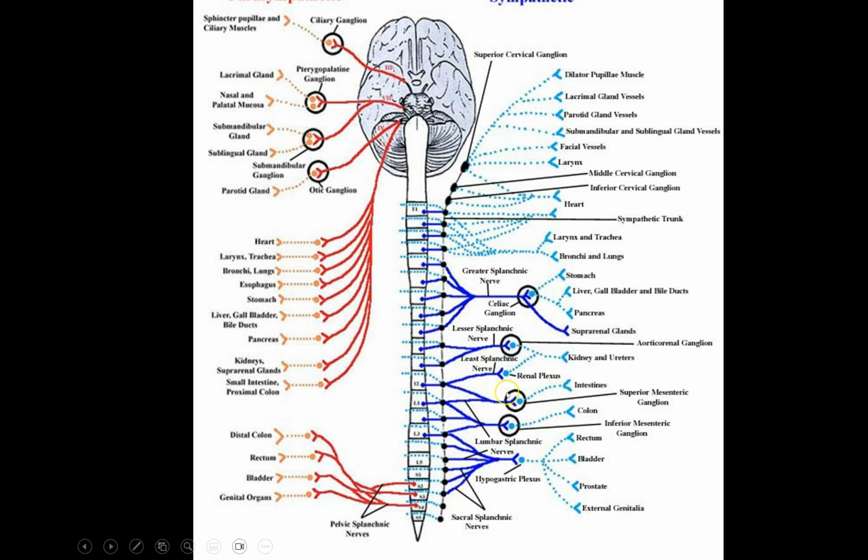And the lumbar splanchnic, upper lumbar splanchnic, is in the superior mesenteric, the middle splanchnic, and inferior splanchnic in the inferior mesenteric. And the sacral splanchnic forming the hypogastric plexus. There is no intramural ganglion, without a ganglion, reaching the rectum, bladder, prostate.